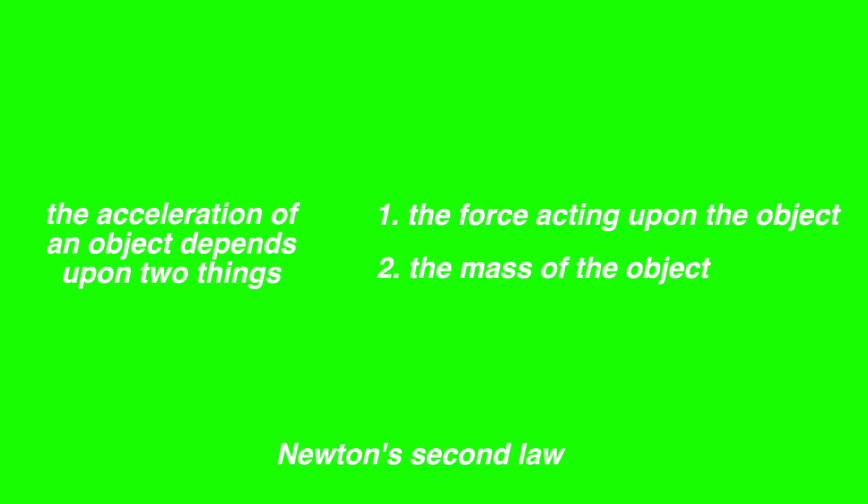The second law of motion states that the acceleration of an object depends upon two things: the force acting upon the object and the mass of the object. More force will increase the acceleration. Less force will decrease the acceleration. More mass will decrease the acceleration. And less mass will increase the acceleration.